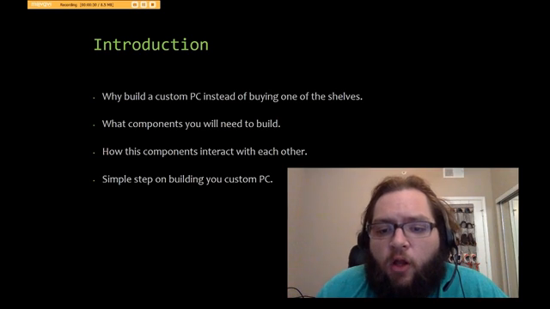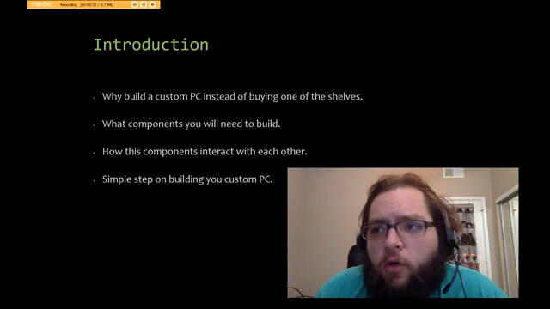You will need the following components to build your custom computer: the case, the central processing unit, the motherboard, the random access memory chips, the hard drive, a cooling system, a graphics processing unit if you're building a gaming PC, a power supply, and an optical drive.